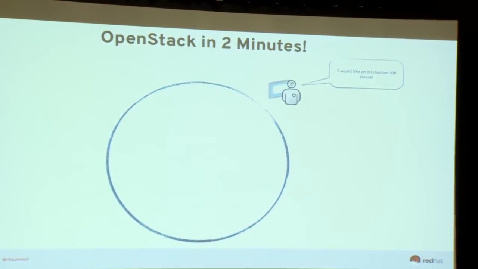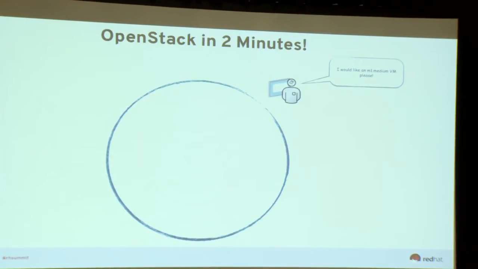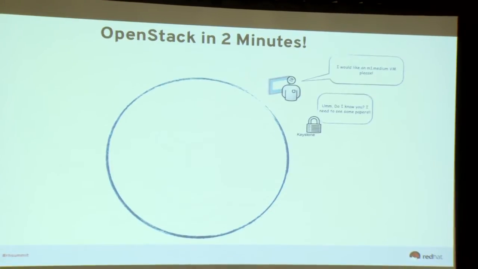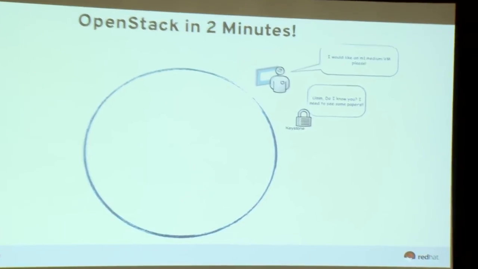So here you are as a consumer of OpenStack, and you say, OpenStack, I want an M1 medium virtual machine. So that's a machine of a certain capacity, certain disk, certain RAM, et cetera. First thing OpenStack says is, okay, do I know you? This request came in, but I don't know if it's authorized. So it calls Keystone to verify that you're actually authorized to make that request. So Keystone says, hey, everything looks good, and creates what's called a token that gets passed around to the services.